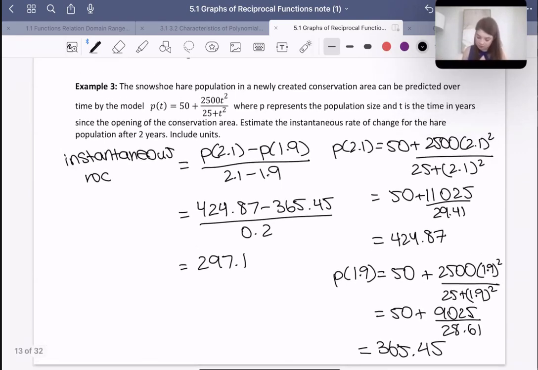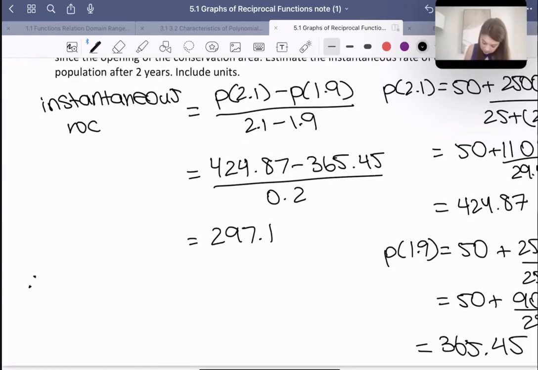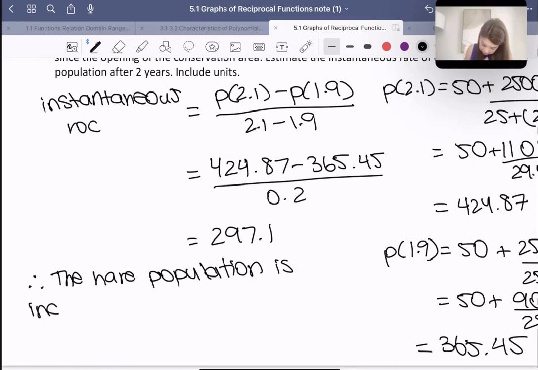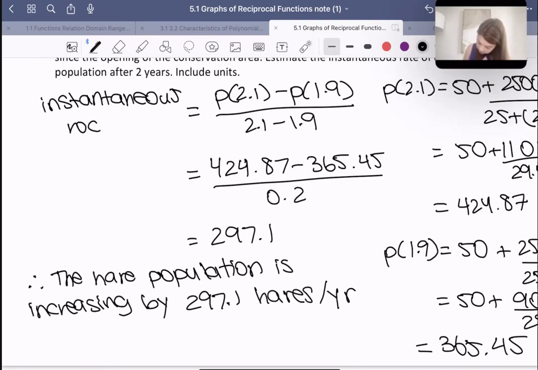So I'm going to write a quick conclusion statement here, as this is a word problem. Therefore, the hair population is increasing by 297.1 hairs per year after 2 years. So that's our instantaneous rate of change.